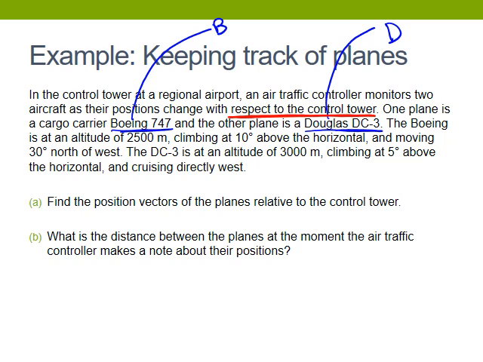The Boeing, of course, is cruising at an altitude of 2,500 meters and climbing, making an angle of 10 degrees above the horizontal. And remember, that's with respect to the control tower. Then moving 30 degrees north of west. The Douglas, however, has an altitude of 3,000 meters, is making an angle of 5 degrees with the horizon, again as measured by the control tower, and is cruising directly west.